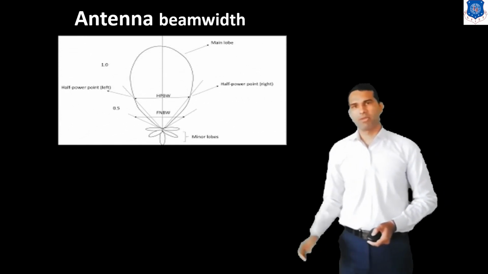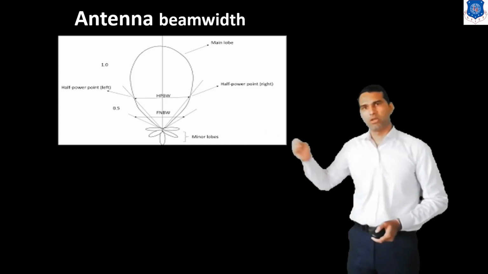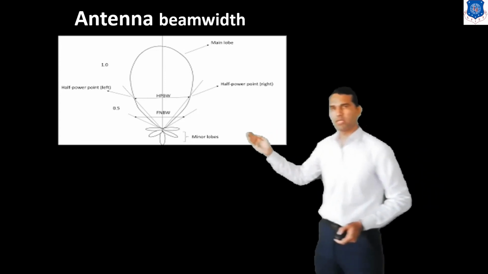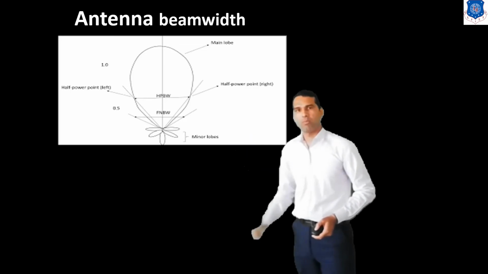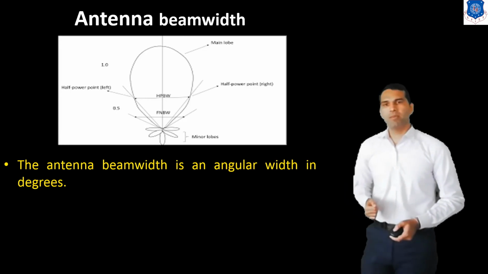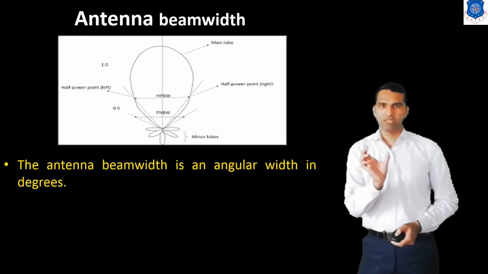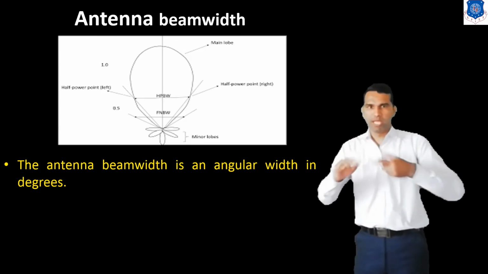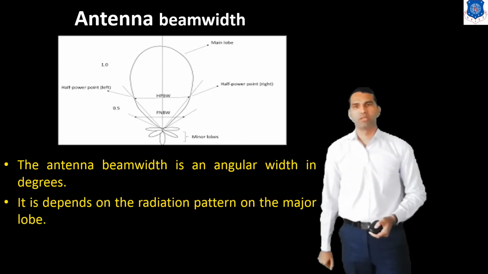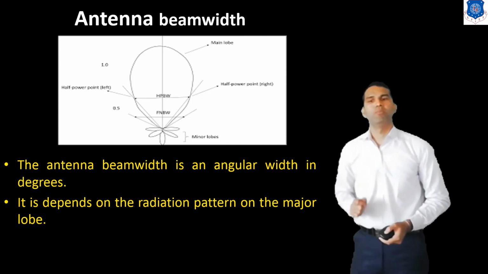So this is the graphical representation of the antenna radiation pattern. Here, this is the maximum direction. We can see this is the major lobe, and these are the side lobes, and opposite of the major lobe is the back lobe. The antenna beam width is an angular width in degrees. That means the angular width of the beam in degrees is defined as the antenna beam width. It depends on the radiation pattern of the major lobe.